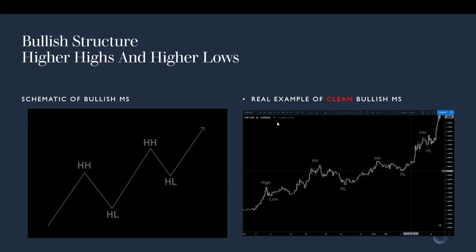On the right, you can see what I refer to as a clean bullish market structure, one that is very apparent and has a lot of order to it. No real way to question it. It's presented itself properly with order and precision. You're not going to see this in all cases, but we've got the same schematic: high, low, higher high, higher low, higher high, higher low, and higher high, higher low. So it's the same schematic over here, just in real life. This is what happened to Chainlink US dollar at the beginning of 2020.